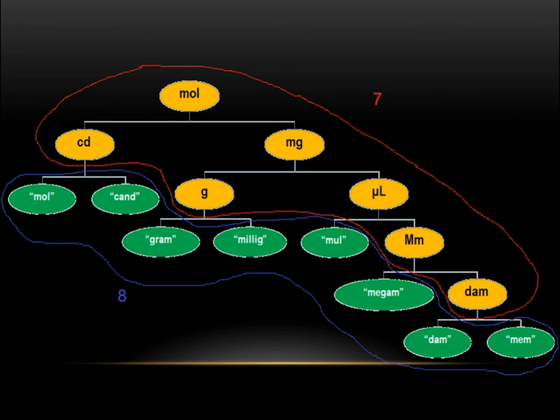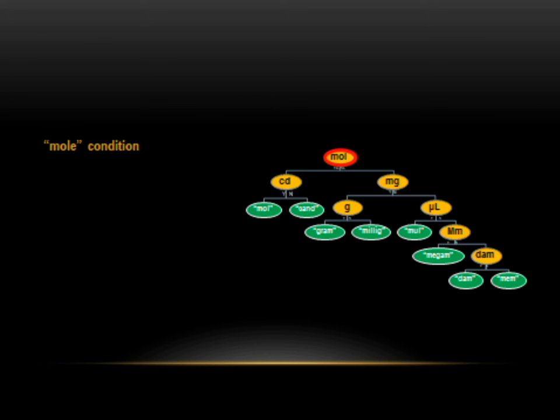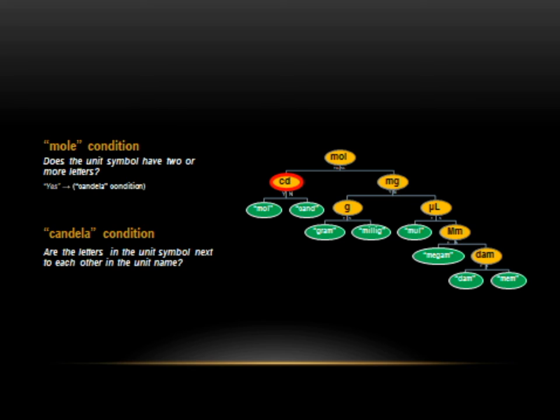In this flowchart, we've got 7 boxes or nodes representing each condition that has to be taken into account, and 8 terminal points standing for the types of output we can expect from this process. The first condition we have at the top of the flowchart is what I'd call the mol condition, which we can think of as, does the unit symbol have 2 or more letters? If yes, then we can proceed to the candela condition, which in the form of a question might sound something like, are the letters in the unit symbol next to each other in the unit name?